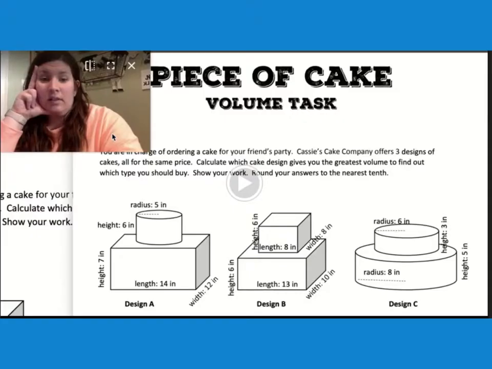So on the slide with the cake, there's a video that Ms. Hartman goes through just the general directions, but she doesn't really show you how to find the volume of each one. But what you're going to do is look at the cake designs A, B, and C, and find out which one has the greatest volume, which one has the most cake. So you're going to find the total volume, the composite volume of all 3 designs, and whichever one has the biggest answer, that's going to have the most cake.